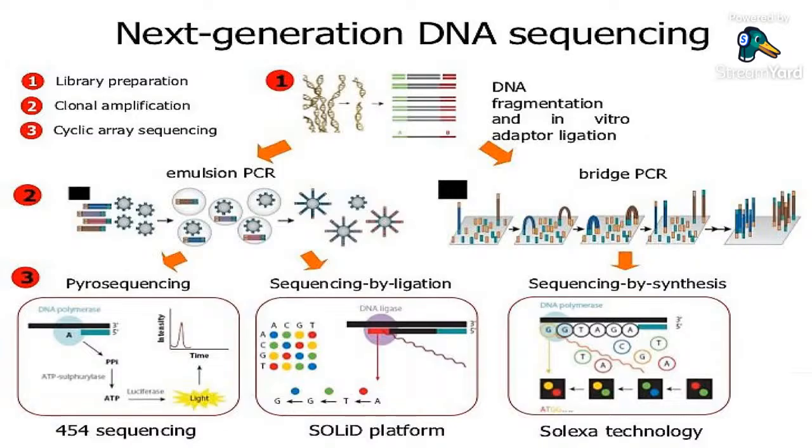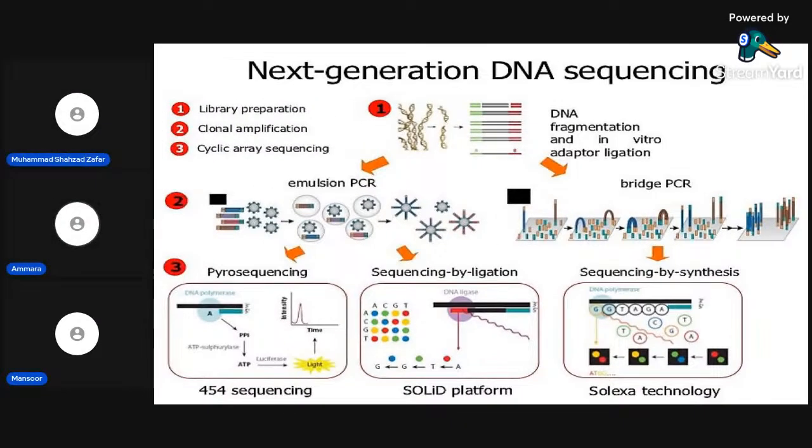The sequencing approaches that we were discussing are Illumina sequencing, pyrosequencing, Solexa technology, and Ion Torrent. So these are the different approaches. There are minor differences in these approaches. What is that difference? The first one is pyrosequencing.